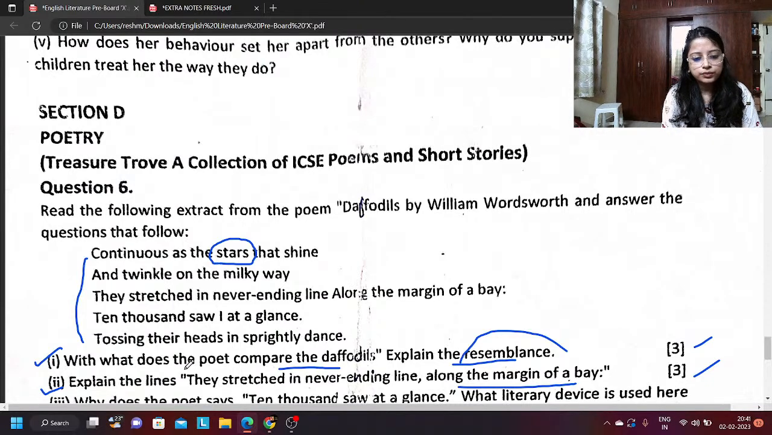Number 1 is very simple. With what does the poet compare the daffodils? He compares the daffodils to the stars as it is mentioned over here.